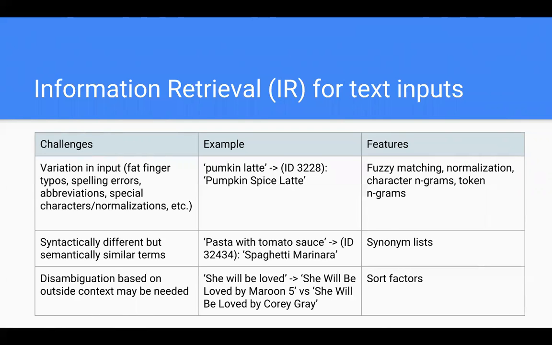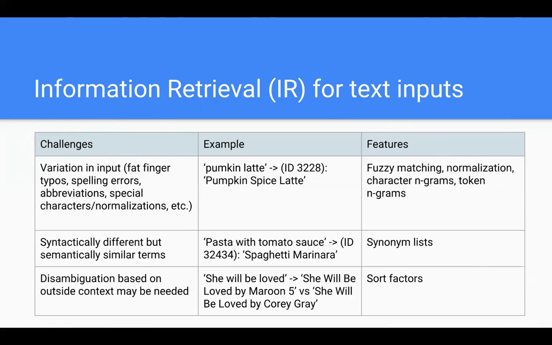There's other challenges. So you have syntactically different but semantically similar terms. And what that means is, as you can see in the example, spaghetti marinara, which is the canonical object, has to be matched with pasta with tomato sauce. So in order to do this resolution, you need extra features. So in this case, you can have a list of synonyms. And the synonym list here would be the list of ingredients to make spaghetti marinara. And once you have the ingredients list, you can sort of match that against your input query and then hopefully get spaghetti marinara as the match.